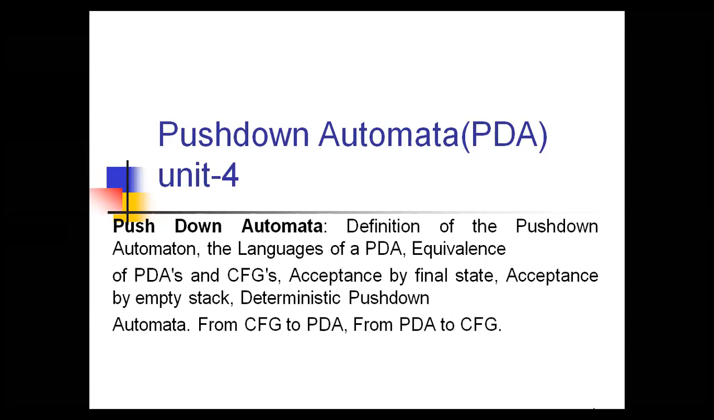We are also going to learn acceptance by final states, and also how to accept by empty stack, and what deterministic pushdown automata and non-deterministic pushdown automata are. The most important concepts from this unit number 4 are conversion from CFG to PDA and PDA to CFG. These are the two most important concepts from this fourth unit.